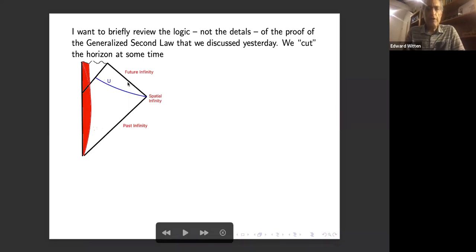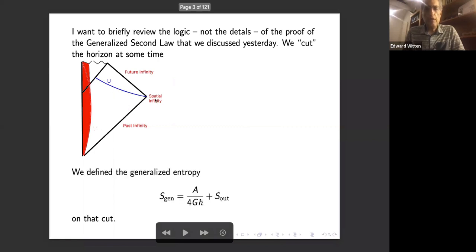So here again is the Penrose diagram of a black hole. The red is a star that eventually collapsed to a black hole. And this diagonal black line is the horizon. And then we made a cut of the horizon right here, and we connected that cut to spatial infinity on a space-like hypersurface. And then we defined the generalized entropy on that cut.